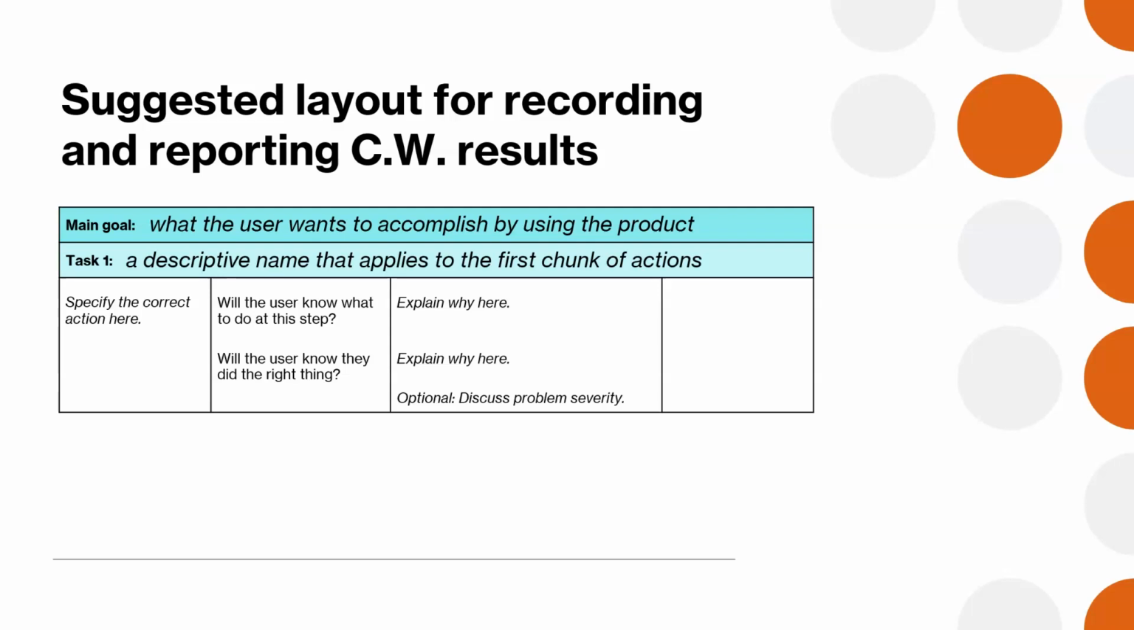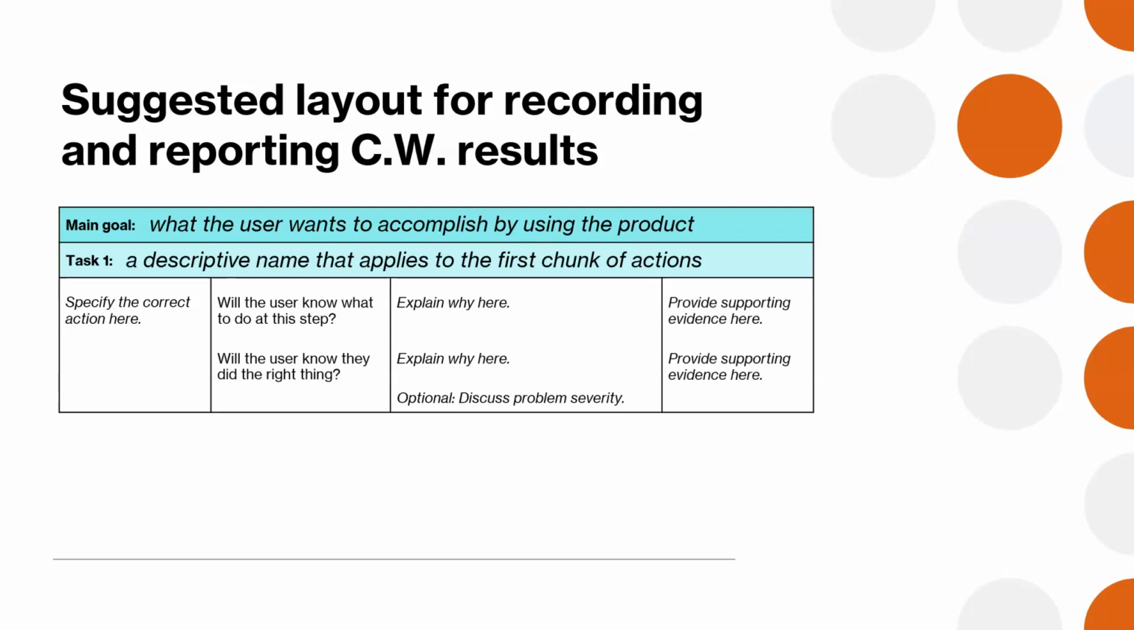Now, I noted at the bottom, it says optional, discuss problem severity. It's not really optional, but it is optional. If you don't discuss how severe the problem is, then all problems are equally important. So you need to differentiate things that are cosmetic problems, minor problems, major problems, and showstoppers that keep the client or keep the user, the persona, from proceeding. So I suggest very strongly that you discuss problem severity.